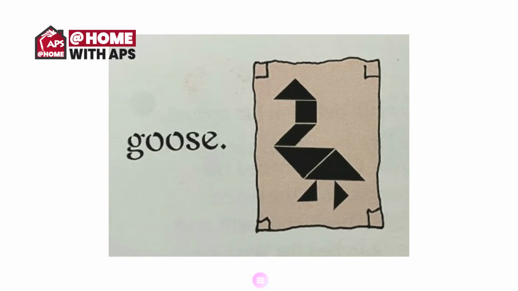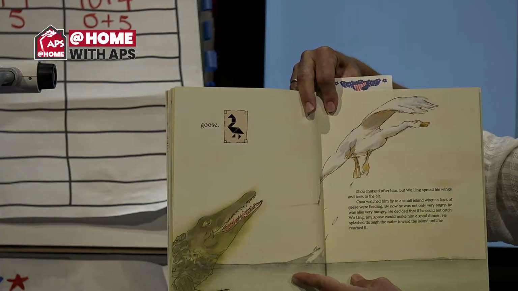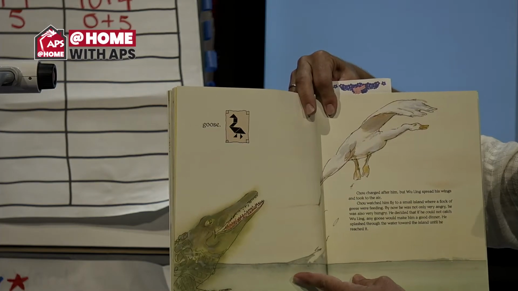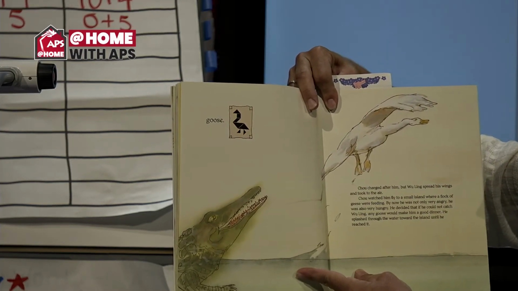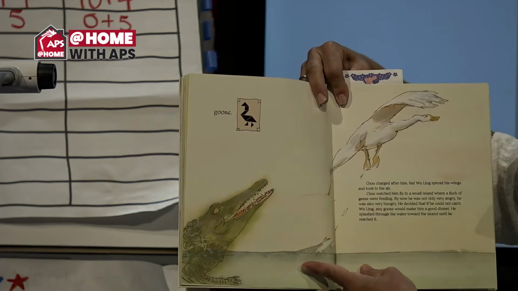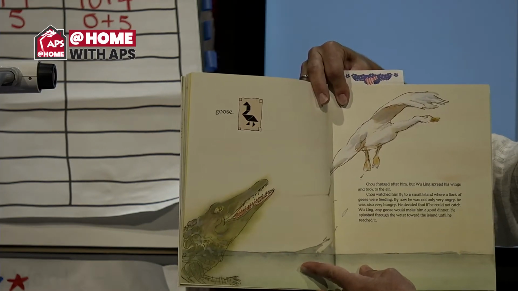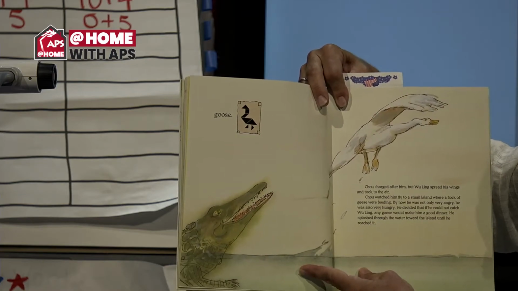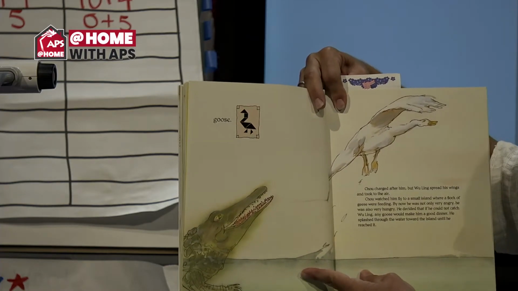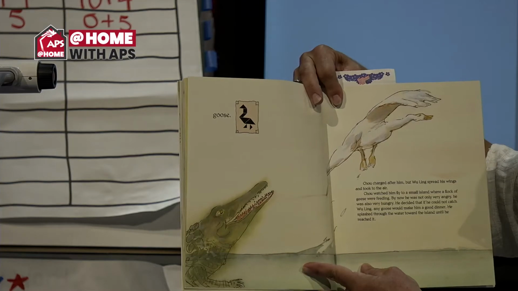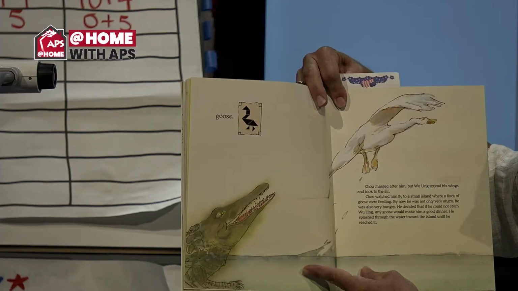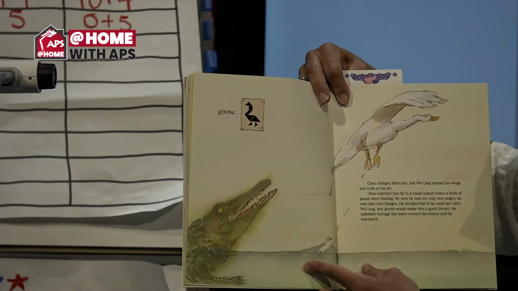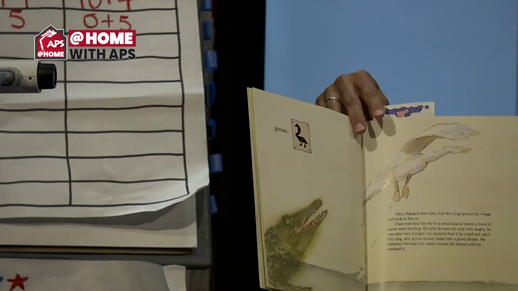Chow charged after him, but Wu Ling spread his wings and took to the air. Chow watched him fly to a small island where a flock of geese were feeding. By now, he was not only very angry, he was also very hungry, because remember, he's a crocodile. He decided that if he could not catch Wu Ling, any goose would make him a good dinner. He splashed through the water toward the island until he reached it.